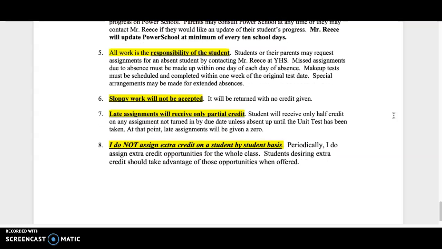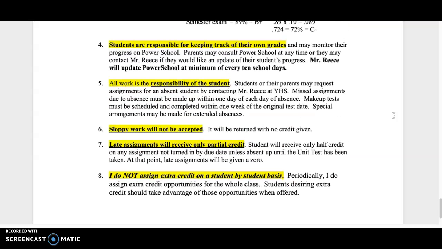Okay, if you have any other questions about the syllabus, make sure that you ask me. The next thing you're going to do is actually take a short 1-question quiz saying that you understand and agree to do your best to understand everything on this syllabus.